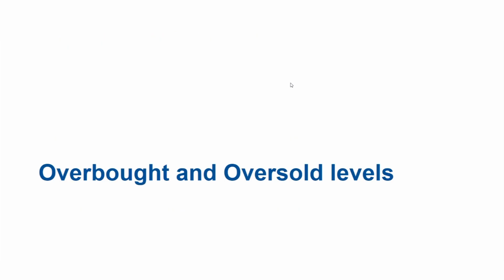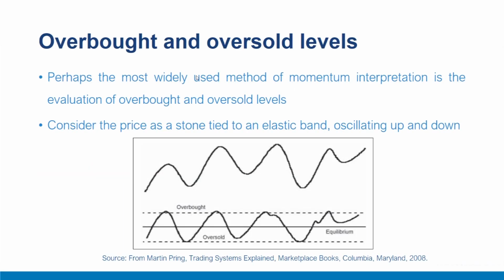In this video, we'll discuss two very important properties of momentum characteristics, that is overbought and oversold levels. Perhaps the most widely used method of momentum interpretation is the evaluation of overbought and oversold levels. This concept can be compared to a person taking an unruly dog for a walk on a leash. The leash is continually being pulled from one side of the person to the other as the dog struggles to get free.